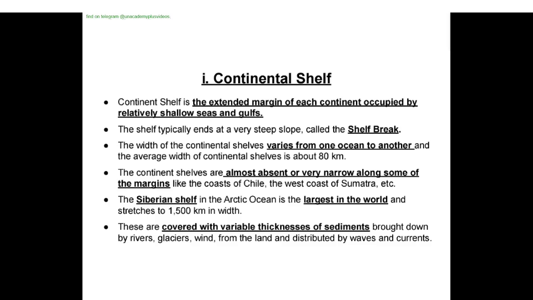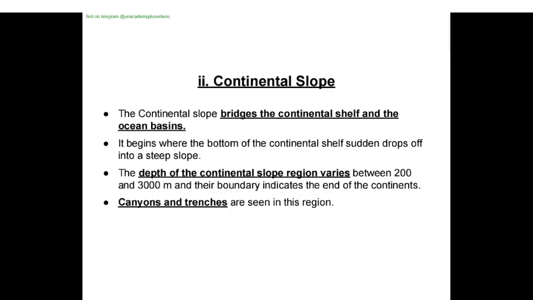The Siberian Shelf in the Arctic Ocean is the largest in the world and stretches to 1500 km in width. These are covered with variable thickness of sediments brought down by rivers, glaciers, and wind from land, and distributed by waves and currents. Continental slope.